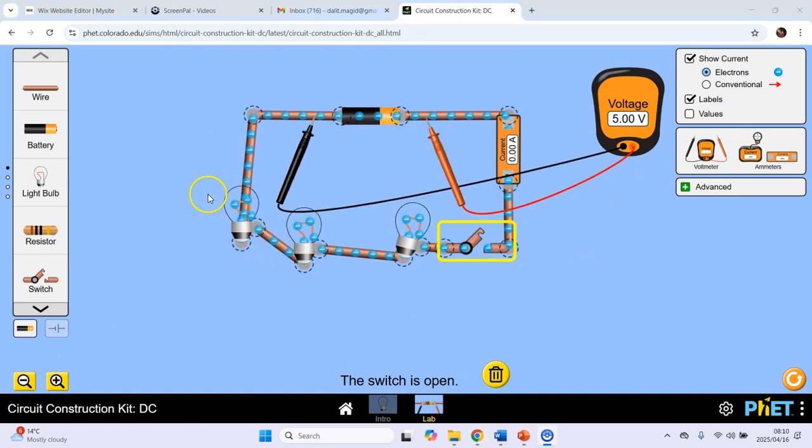We now add a third light bulb in series. The switch is open, so there's no current flowing through the circuit. The voltage of the cell is still 5 volts. The resistance of each light bulb is 10 ohms. Again, we've increased the total resistance, so we expect our current to go down even more.